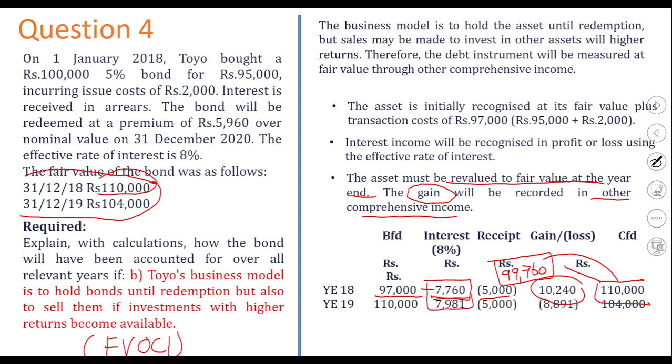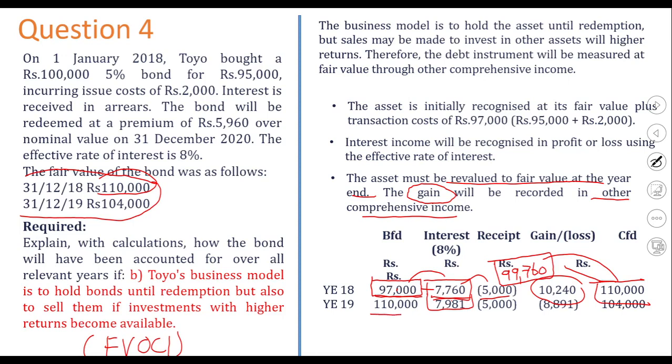Remember, don't get confused. Right? Now, initially we started with 97,000. Why? Initially we measured at the fair value and we added the transaction cost of 2,000. Then when we recognize the interest, we apply this opening amortized cost to the effective interest rate. Then during the year we received our interest income of 5,000. Then we have a closing amortized cost balance of 99,760. But since this is a fair value through OCI financial instrument, we need to remeasure it using the fair value. Therefore, we took the fair value of the asset into the books while recognizing the difference of 10,240 in the OCI as a gain.